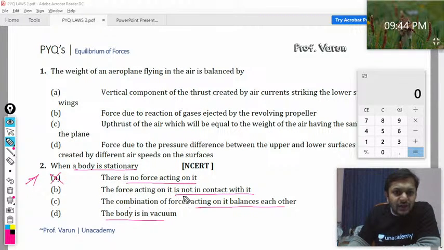The force acting on it is not in contact with it. There is no such concept. The body is in vacuum, there is no such concept. The answer is C. The combination of the forces acting on it balances each other.